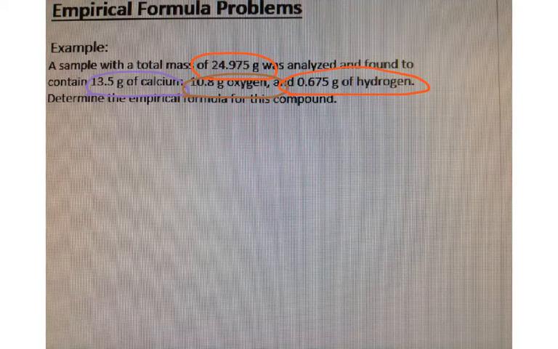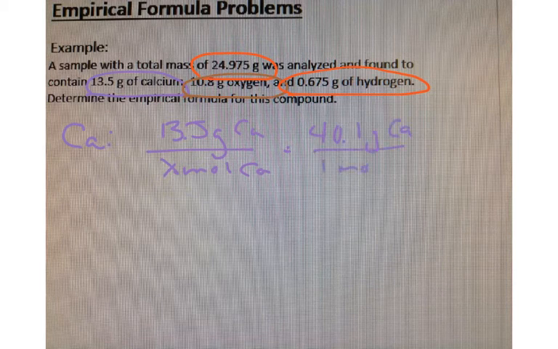The first thing that you need to do is, if you're given percentages, you turn them into grams, and if you're already given grams, keep them. Then you need to convert every single element into the amount of moles for that element. So I'm going to convert, first of all, calcium. I'm going to do 13.5 grams of calcium over X moles of calcium, and that is proportionally going to be the same as its molar mass, which is 40.1 grams of calcium for every 1 mole. Once again, we are just dealing with proportions. When we solve this, we get calcium would have 0.3367 moles.